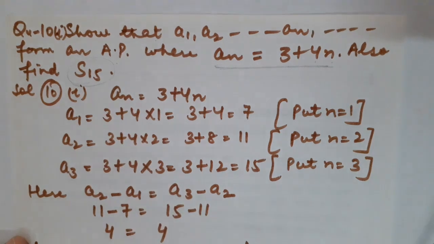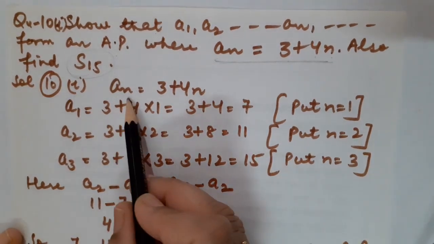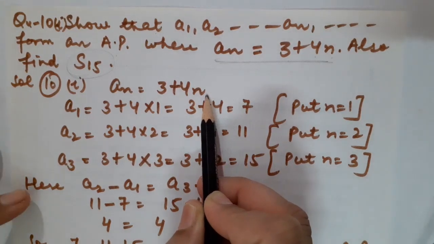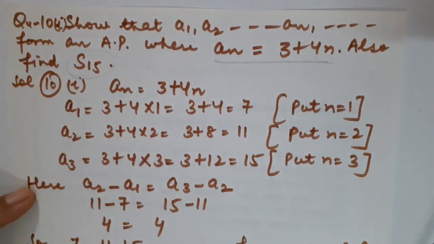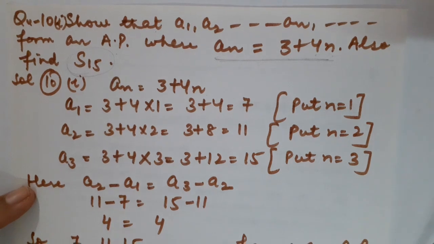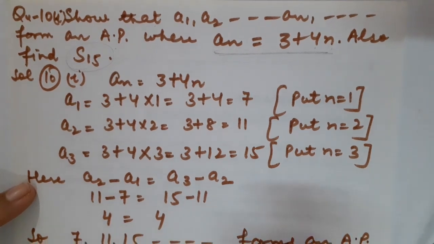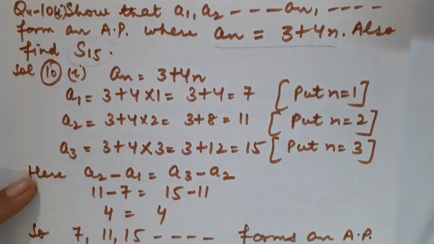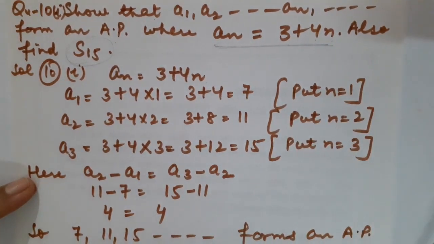So should we start it? Okay. So what is AN given? AN is equal to 3 plus 4n. Children, first of all we have to tell whether A1, A2, A3 and up to AN are going to form an AP or not. Even after that, the series is going to continue. So how do we know whether the given list of numbers is forming an AP or not?